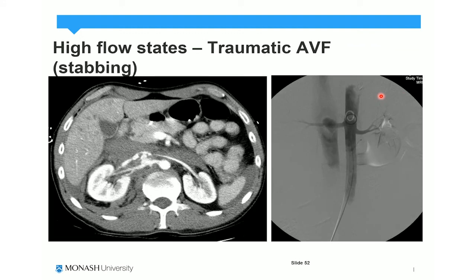This is a nice case of a traumatic AVF, which was caused by a stabbing. So the patient was stabbed anteriorly and stabbed through their right renal artery and then into their IVC. And we can see here we've established a connection between the right renal artery and the IVC. See here very nicely some hematoma on the CT with extravasation.